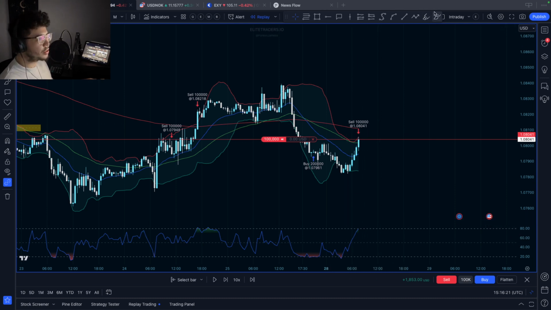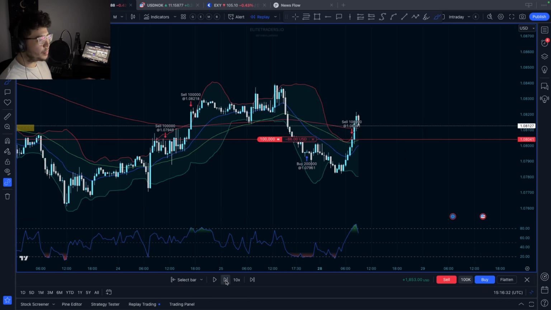So we're going in for another short. Again, exactly the same thing. We've got a 200 moving average here as well. We've got the top of the Bollinger Band. RSI is overbought. So we're going to go in for another short position and we'll see how this one goes.